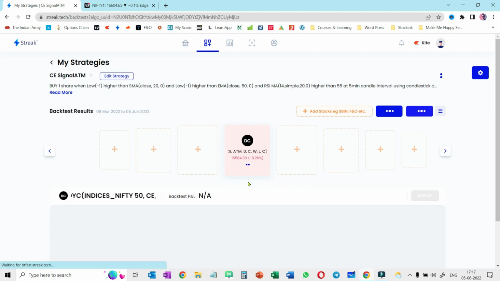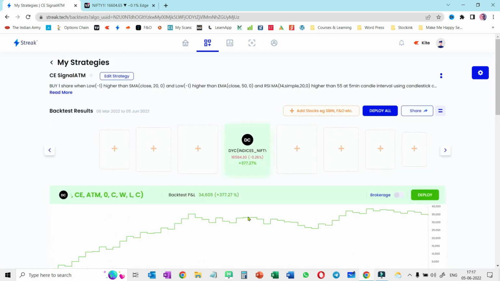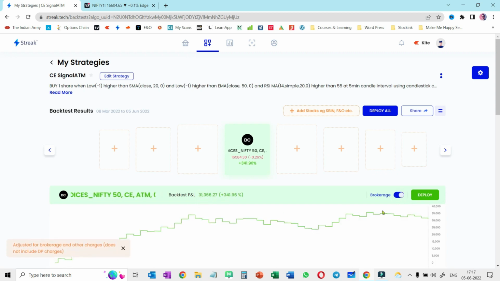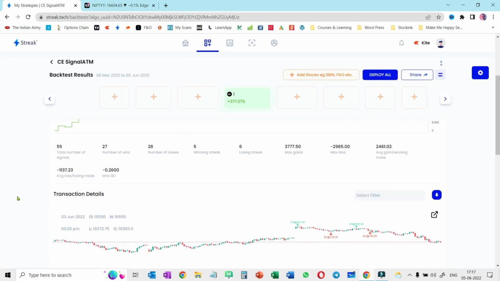Now when the results come, we need to see it very carefully. This is my profit and loss curve that is happening. If I would have put one lot, which would be around 10 to 15,000, over and above that I would have got 34,000 rupees. If I remove the brokerage, it comes to 31,000. So it's fair enough to pay 3 to 4,000 rupees brokerage.